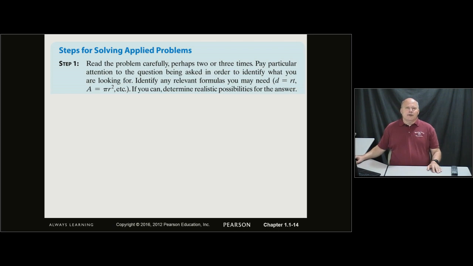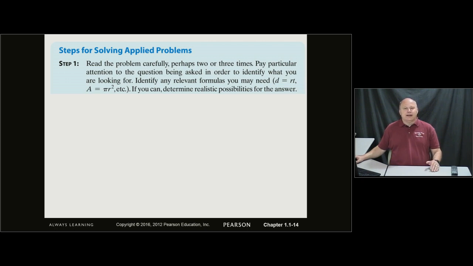So how do we solve an application? Well, there are 4 or 5 steps to approach these things. The steps for solving applied problems: Step 1 is to read the problem carefully, perhaps 2 or 3 times. Many times students will try to read the whole problem one time and then have at it. Sometimes when you're dealing with math and words together, one time is not enough.